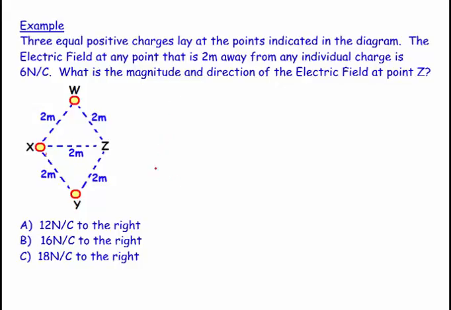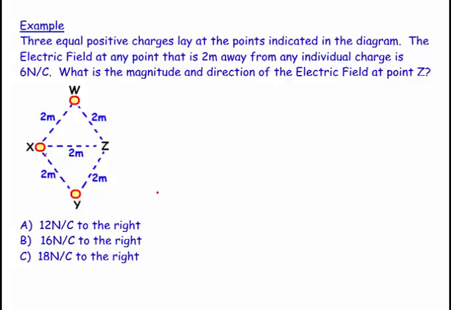Welcome. This question says three equal positive charges lay at the points indicated in the diagram. The electric field at any point that is 2 meters away from an individual charge is 6 newtons per coulomb. What is the magnitude and direction of the electric field at point Z?